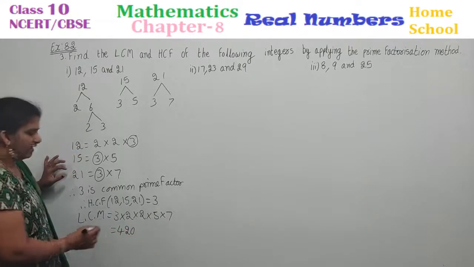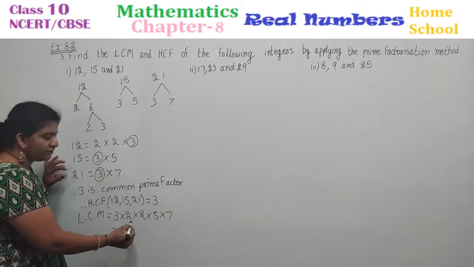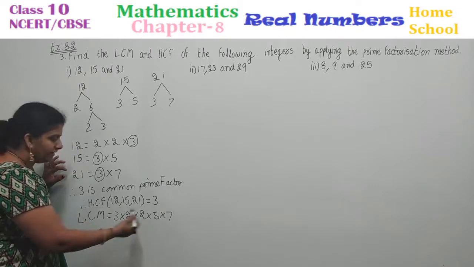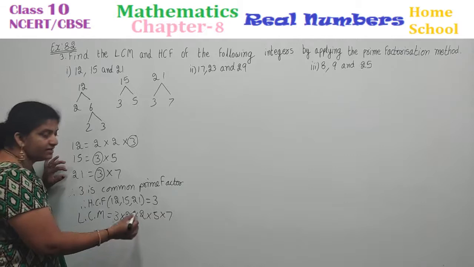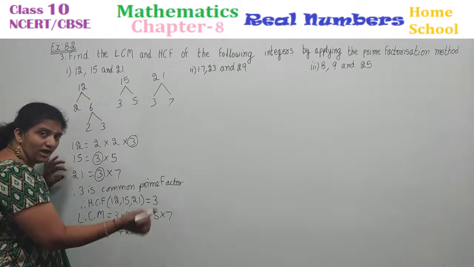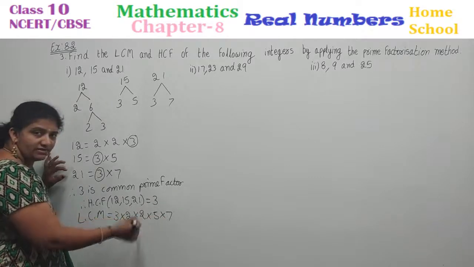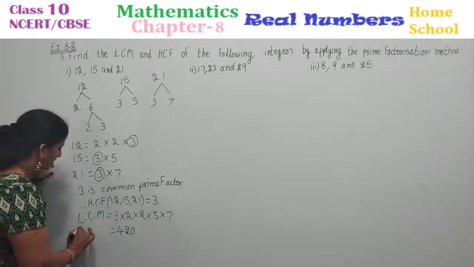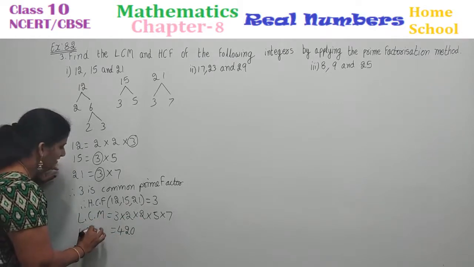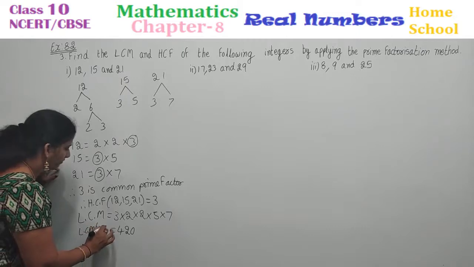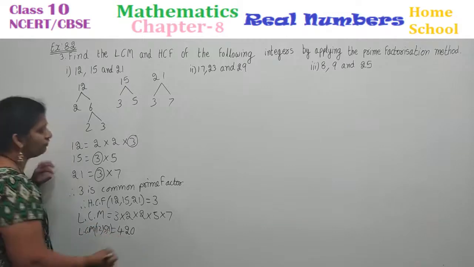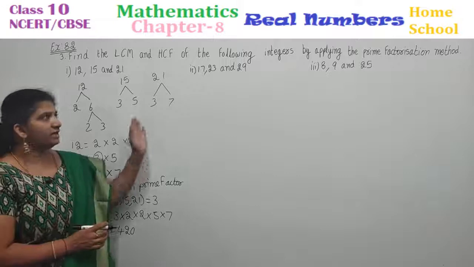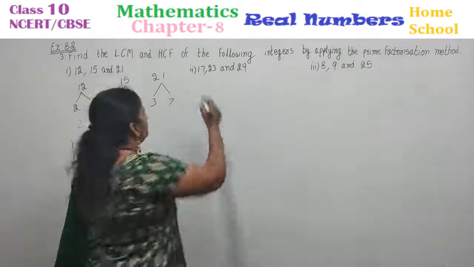60 into 7 gives 420. Observe here once again, children. 3 twos are 6. 2 fives are 10. 10 sixes are 60. Then 60 into 7, you multiply, write 0 and multiply. 7 sixes are 42. So your final answer is 420. You can write it as LCM of 12, 15, 21 is equal to 420. Similarly, do the next problem.